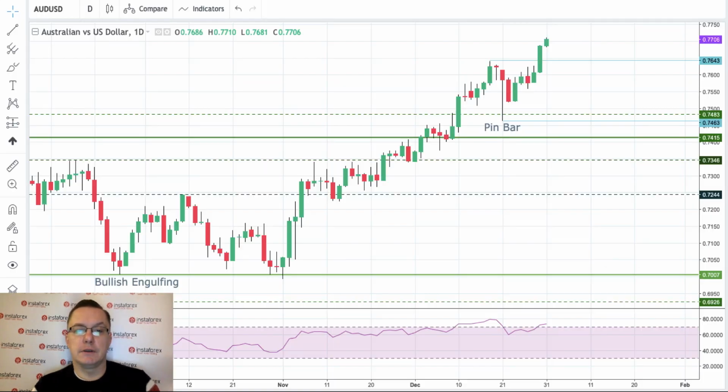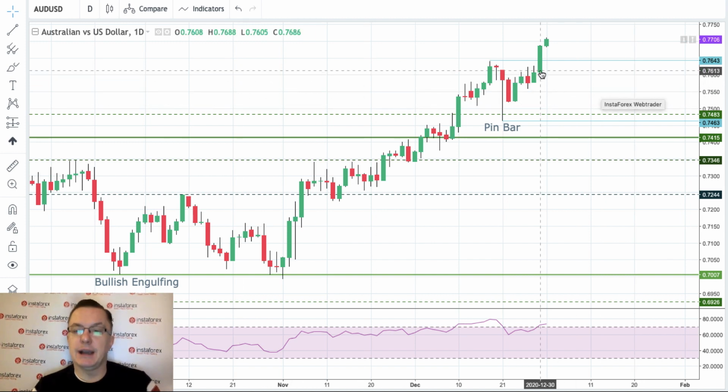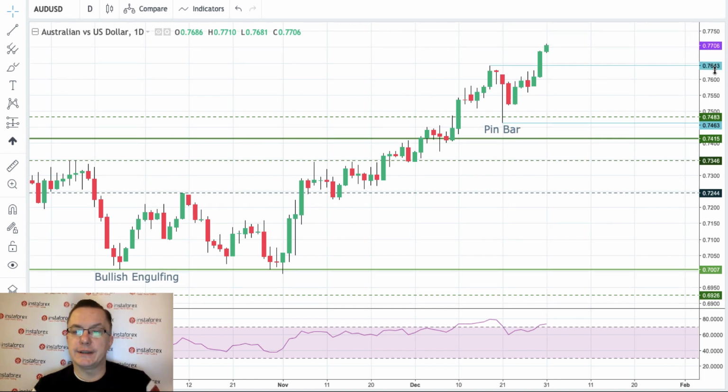So let's go to the Australian dollar, and as you can see, yesterday we had a breakout above 7,643 pips. This was the last technical resistance, and now it will act as an intraday technical support. Today we are going higher. The recent high was 7,710. So where is the target for the bulls?